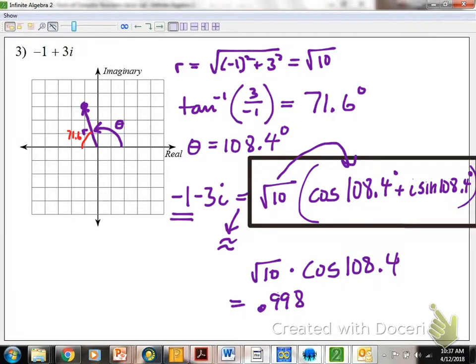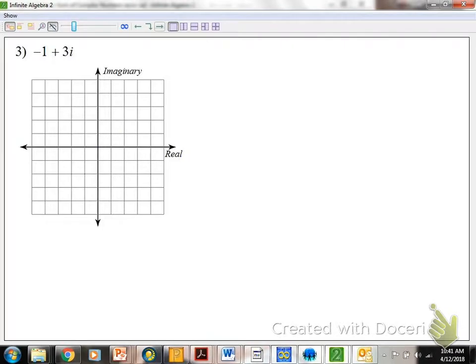All right? Let's try one on your own. Try this one. 2 minus 5i. We want to find the radius, absolute value.